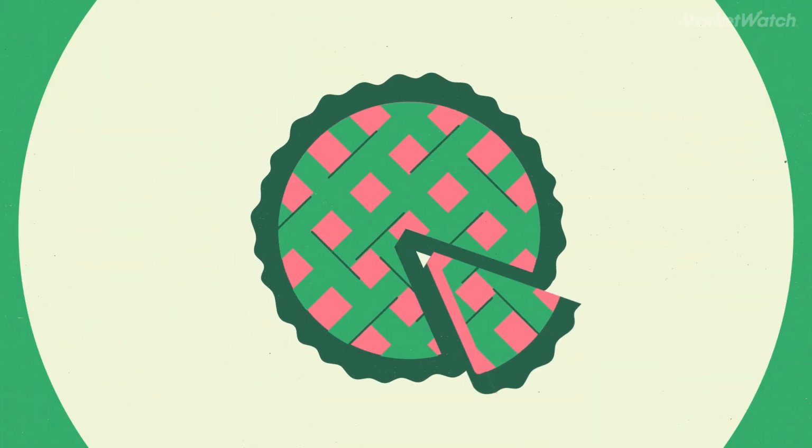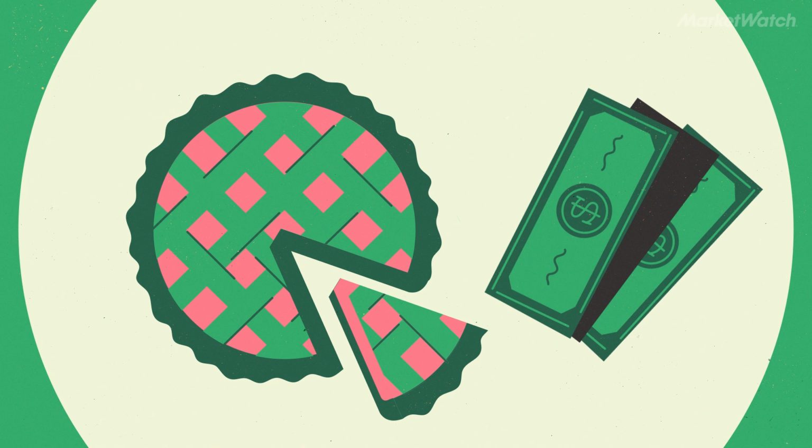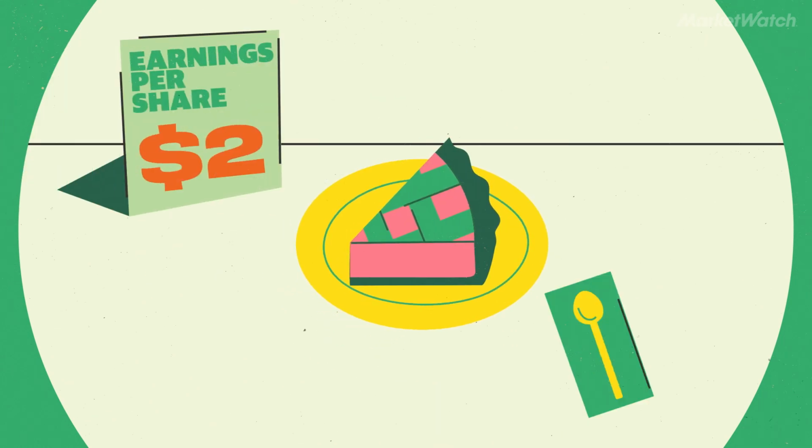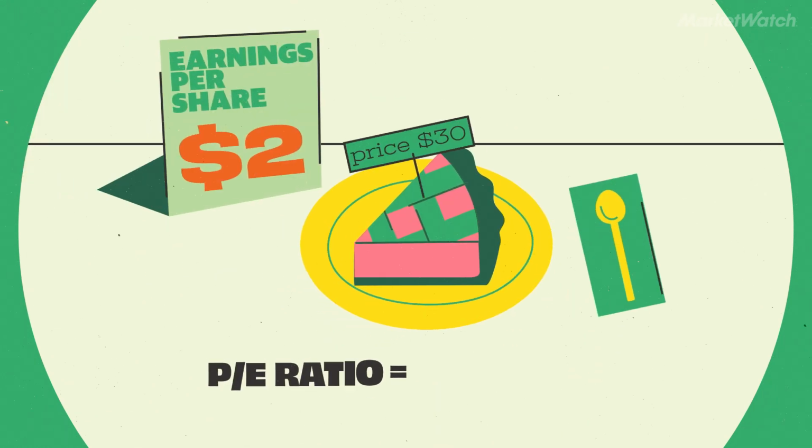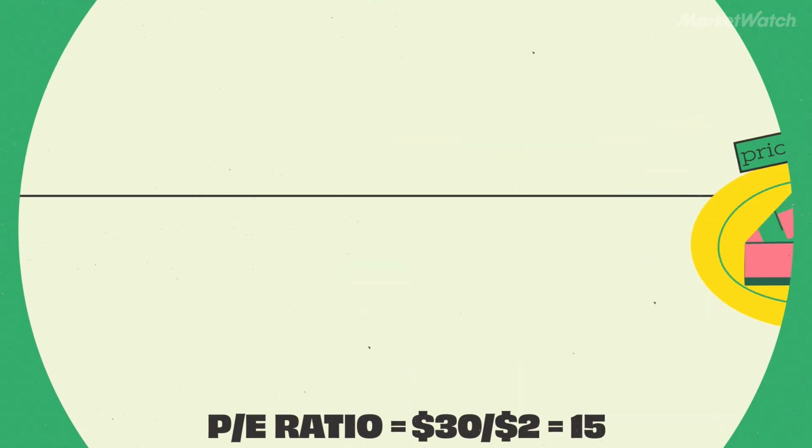The PE ratio demonstrates how much an investor is willing to pay for a single slice of a company's earnings. For example, if a stock with earnings per share of $2 is trading at $30, its PE is 15. An investor pays $15 for each dollar of earnings.